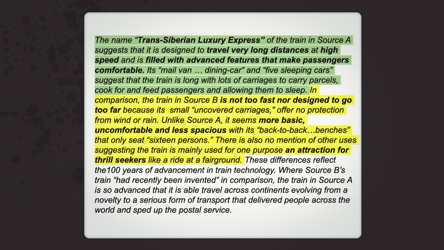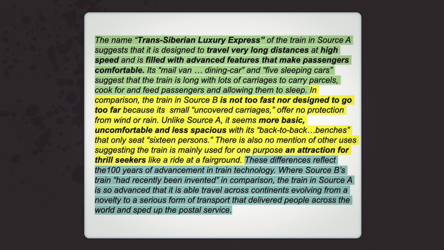Then this is about how the older train in Source B is different. In comparison, the train in Source B is not too fast nor designed to go too far because its small uncovered carriages offer no protection from the wind or rain. Unlike Source A, it seems more basic, uncomfortable, and less spacious with its back-to-back benches that only seat 16 persons. There is also no mention of other uses, suggesting that the train is mainly used for one purpose, an attraction for thrill seekers like a ride at a fairground.